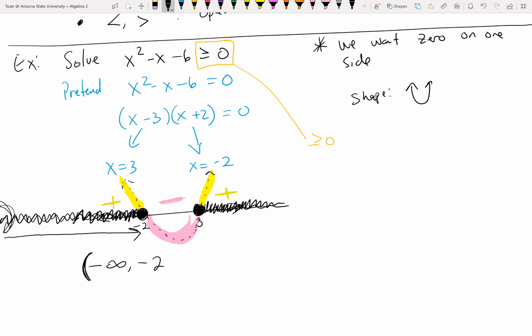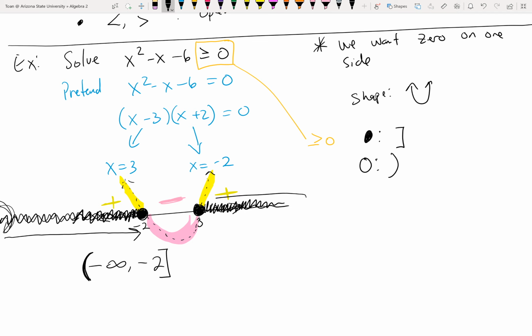Infinities will always be open parentheses. The actual numbers will be open parentheses or square brackets. How do we tell which one? You look at the shading. If you have closed circles, they would be square brackets. If you have open circles, they will be parentheses. So in this case, I'll have a square bracket at negative 2.